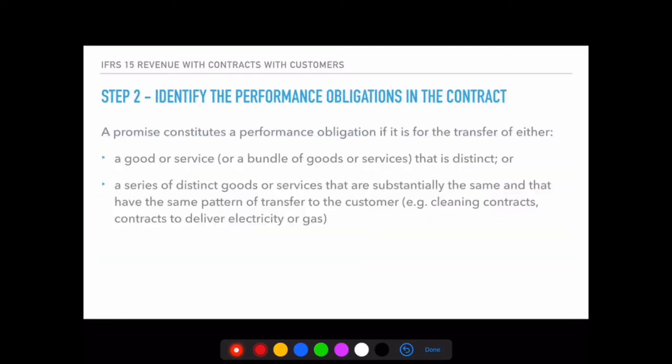Once a contract has been determined, you must identify the performance obligations in the contract. Usually one performance obligation is pretty easy to determine. But what if there is more than one performance obligation? A promise constitutes a performance obligation if it's for the transfer of either a good or a service that is distinct, or a series of distinct goods or services that are substantially the same. For example, a repetitive service contract, cleaning contracts, contracts to deliver electricity or gas.